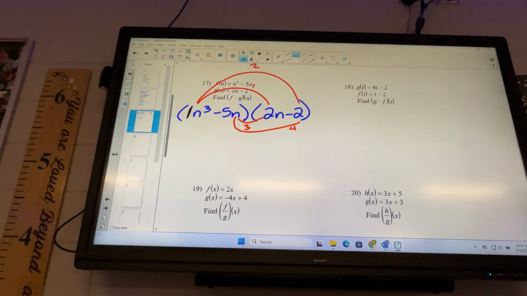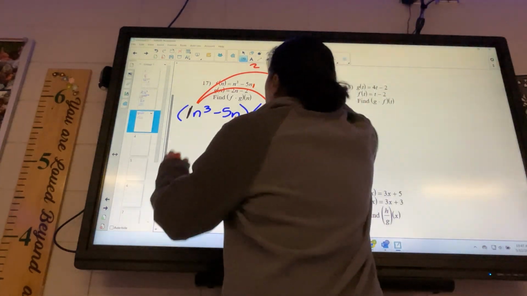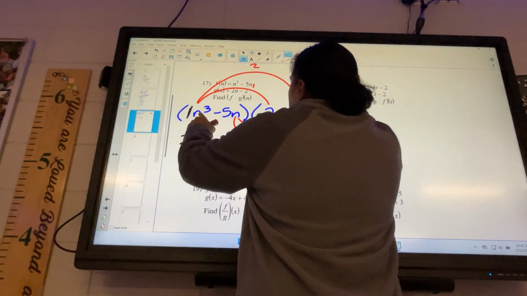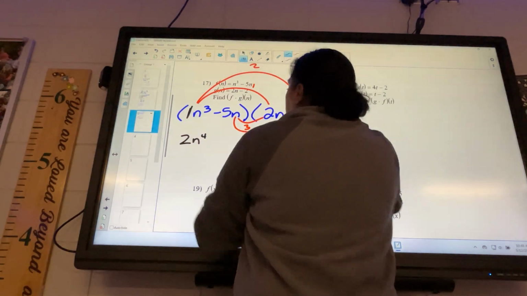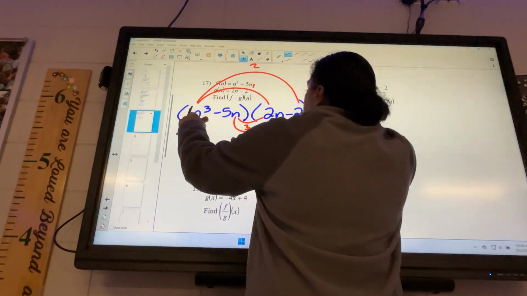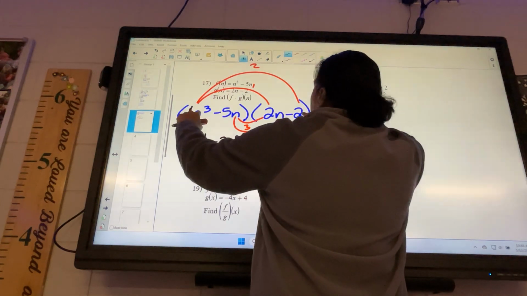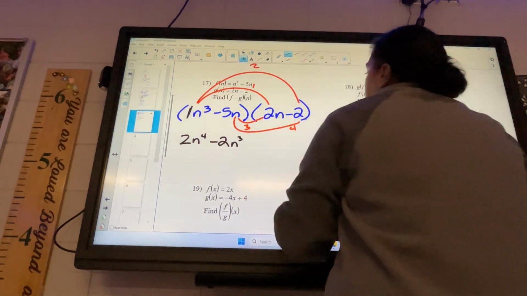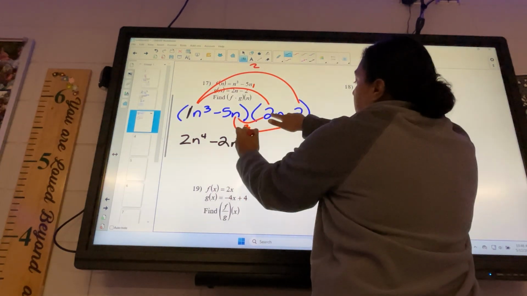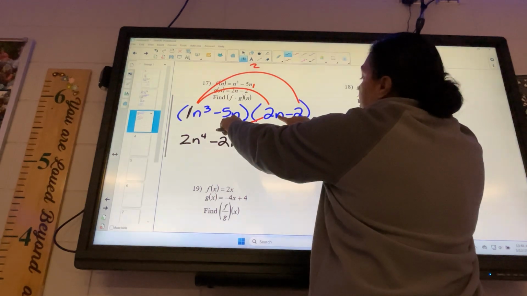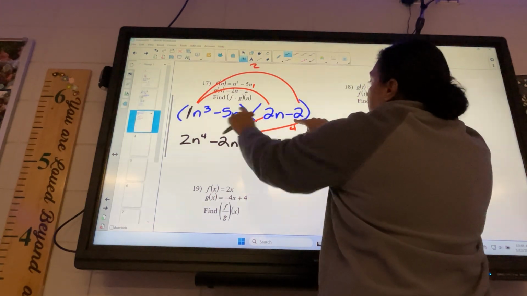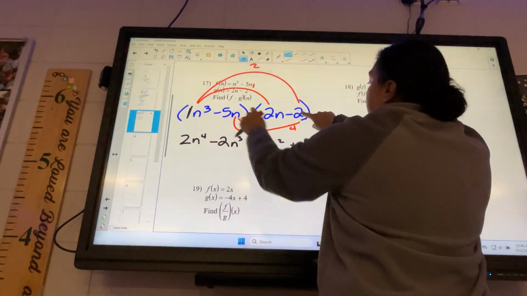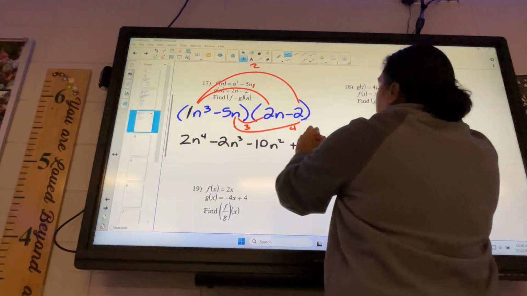For the first one, I got 1 times 2. It's going to be 2. How many n's total? Look at your first guy, look at your second guy. 2. There are 4 n's total. 1 times negative 2 is negative 2. How many n's total? 3. Then I do the third guy. Negative 5 times 2, I mean negative 10. How many n's total? 2. And then I do the last 2 guys. Negative 5 times negative 2 is positive 10. How many n's total? 1.